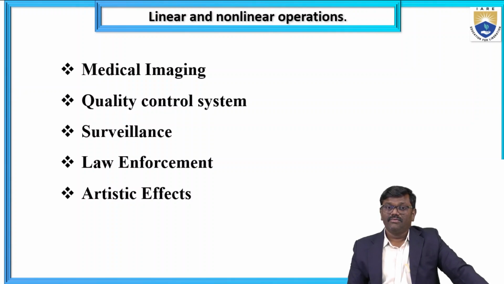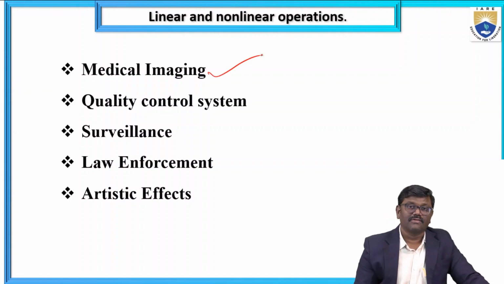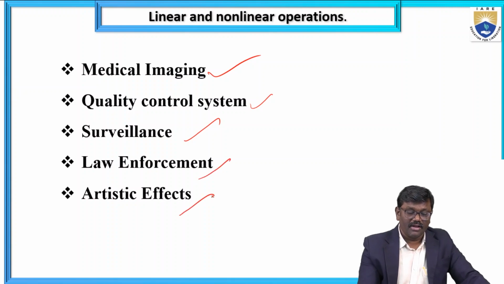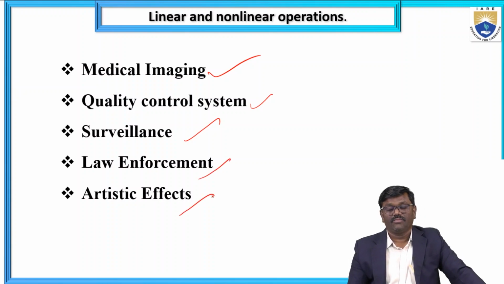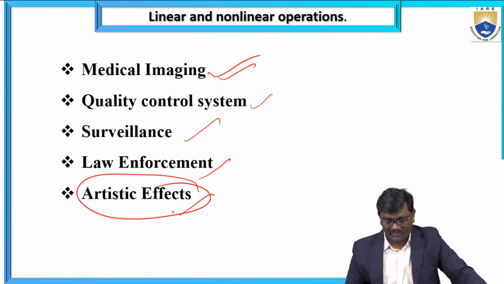So here, such image processing domain knowledge is applied in terms of linear and non-linear operations towards image processing applications. What are the applications we have to understand? We take medical image processing, quality control systems, surveillance, law enforcement, and artistic effects. Mostly we can use either medical image processing or artistic effects.